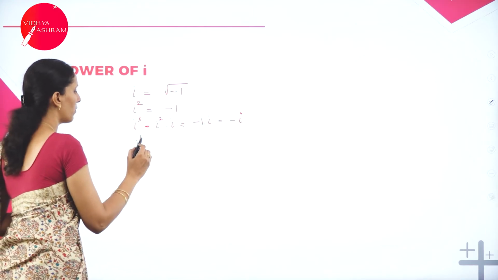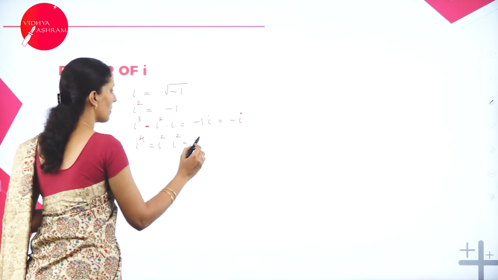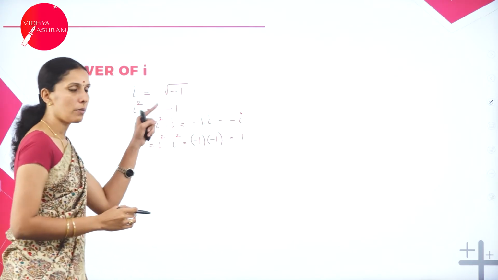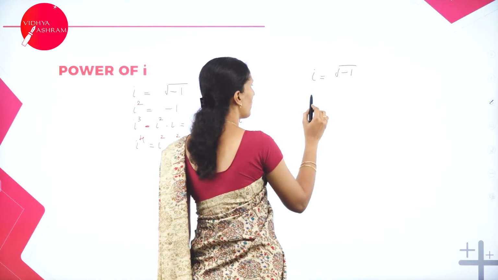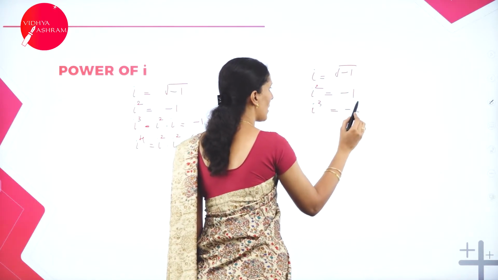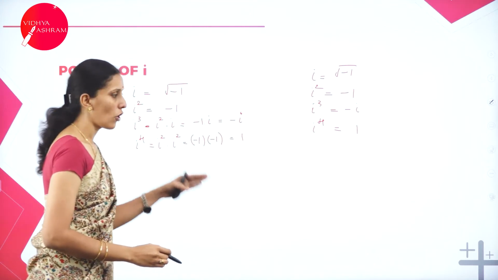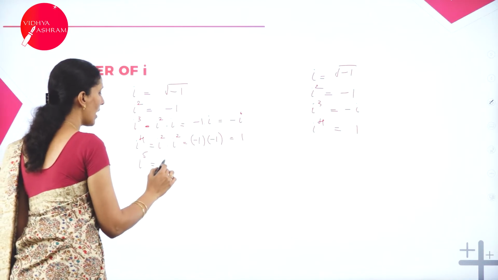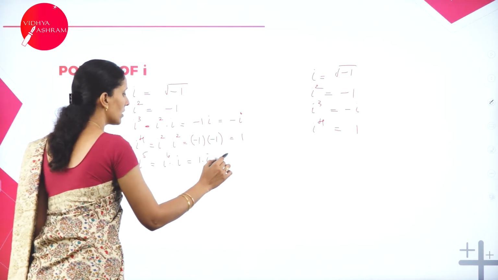Next, i power 4. i power 4 can be written as i square into i square, that is minus 1 into minus 1, which is equal to 1. So remember this property: i is equal to root of minus 1, i square is minus 1, i cube is minus i, i power 4 is 1. Similarly, it goes on for each and every value. i power 5 is nothing but i power 4 into i, which is 1 into i, it is i.